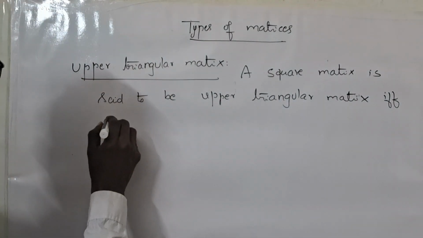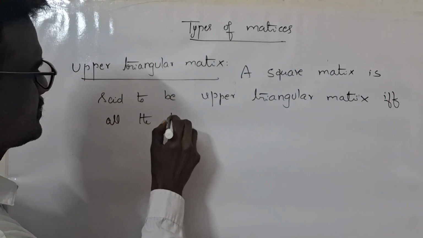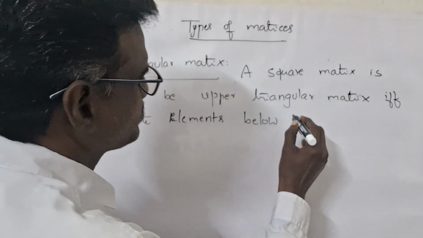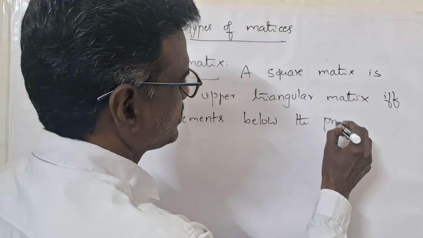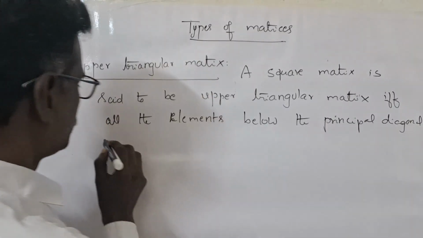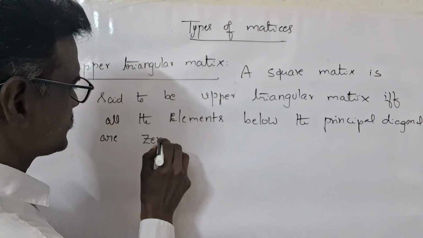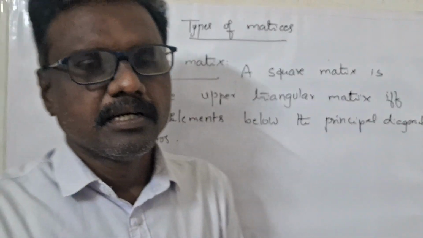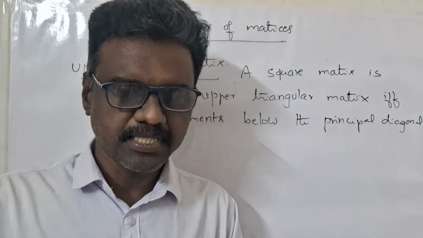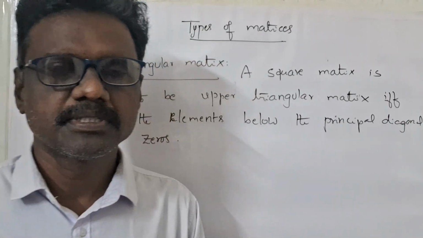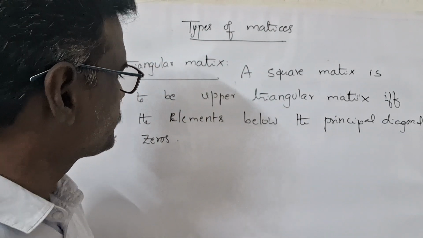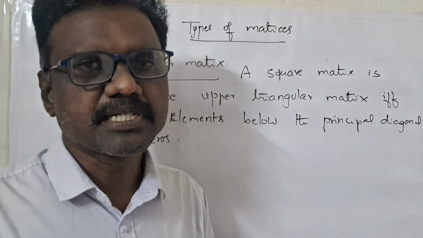If all the elements below the principal diagonal are zeros, that is, all the elements at a level lower than the principal diagonal are zeros and the remaining elements are non-zeros, that type of matrix is called an upper triangular matrix.